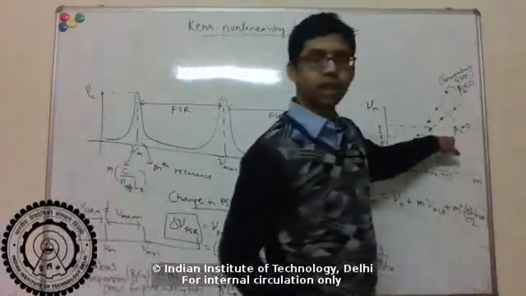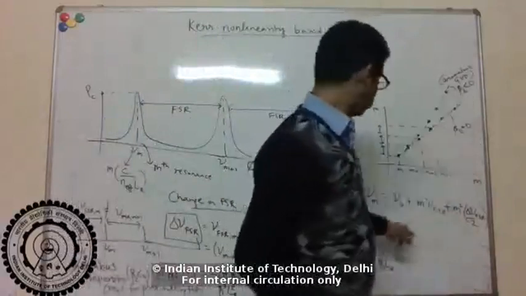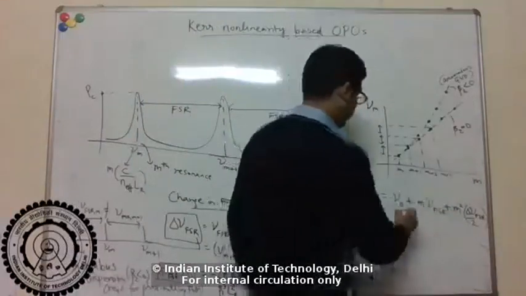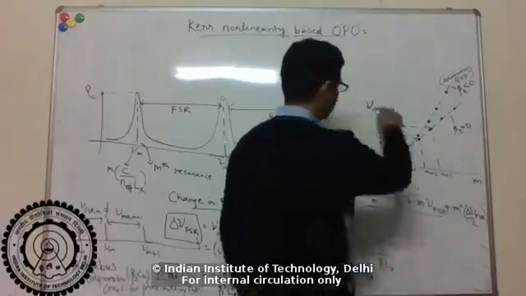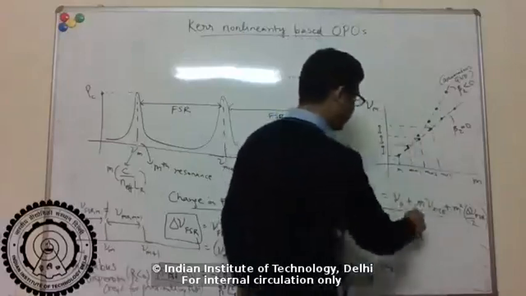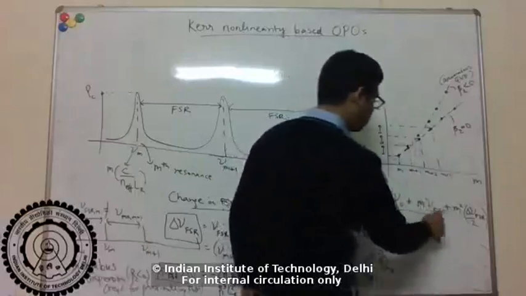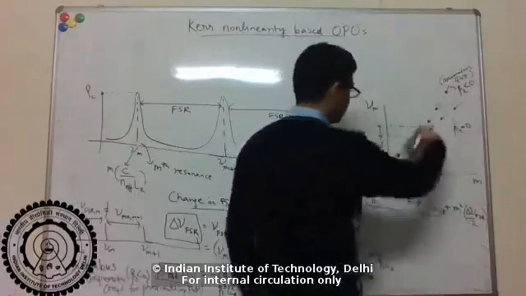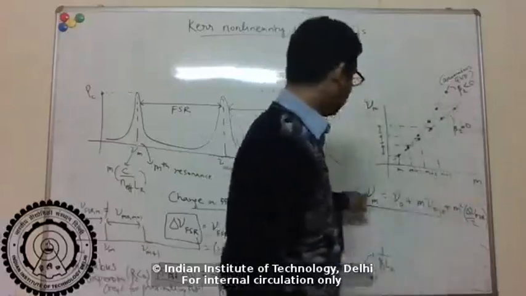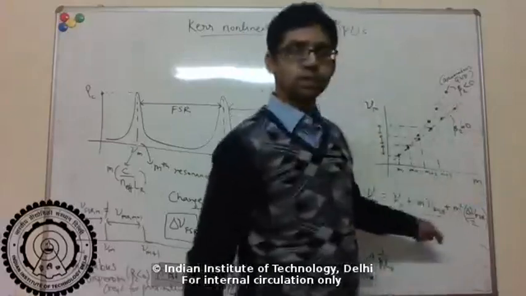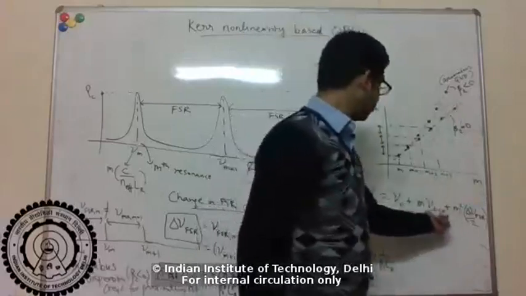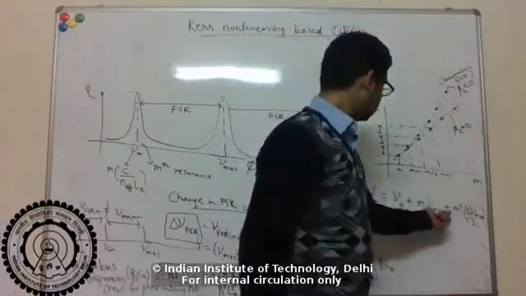Okay, sir. For 0 GVD, right? So this is a straight line. For 0 GVD, the equation for the mth resonance frequency can be written as some constant plus m times the FSR. So it's an equation for a straight line, right? The equation of nu m versus m is a straight line.